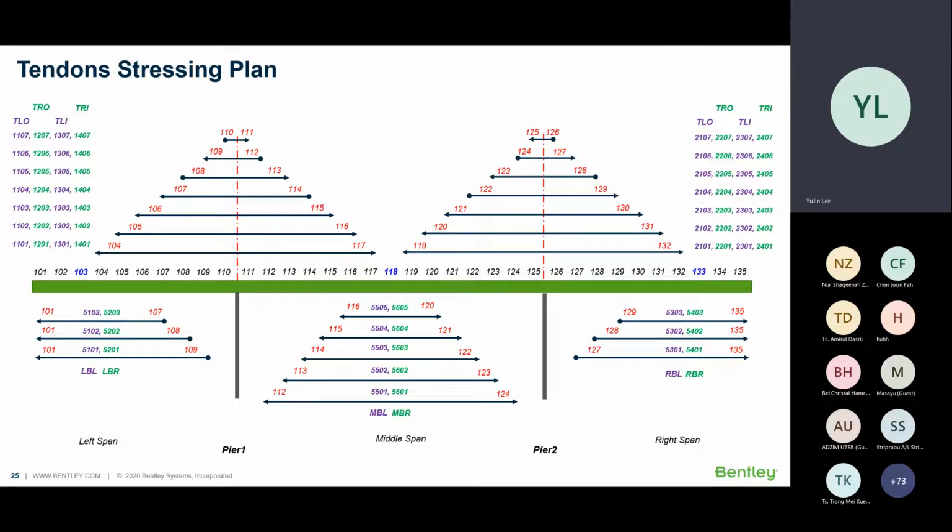For example, LVL indicates left bottom tendon and left span, and the arrow represents jacking direction. And I'm going to explain how to define the tendon profile and stretching action for the top and bottom tendon.